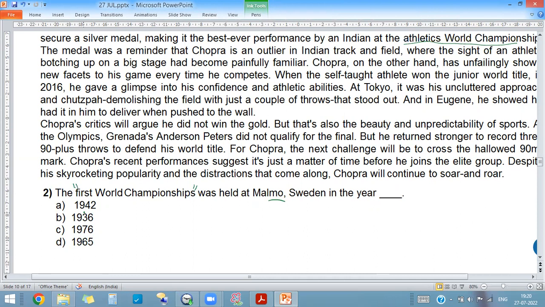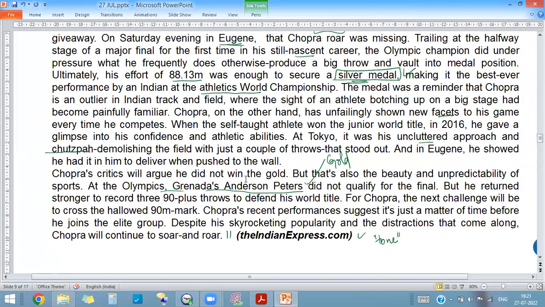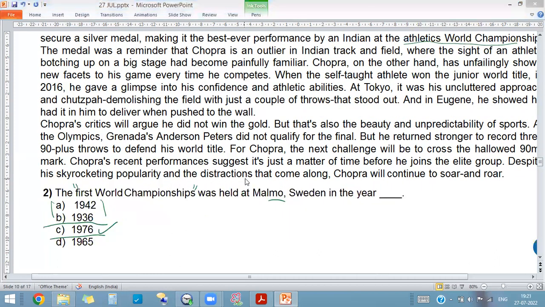In the exam, if you don't know the answer, just skip. But if you have studied and know the answer, or at least can eliminate options, if you know that it's not in 76, not in 65, but before that, you will know that. In this particular case, it is 1976. So mark your answer as C. The answer to question two is 1976.